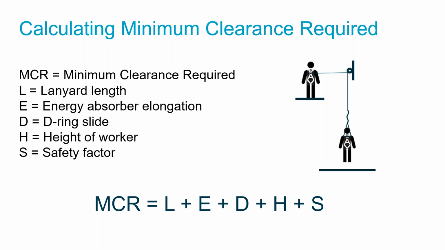When calculating minimum clearance required, we use the maximum energy absorber elongation as specified by the manufacturer. While it is possible that the energy absorber may not deploy to its maximum elongation, without additional knowledge and training and experience beyond that which we cover in the fall protection training, it will be difficult to accurately guess or determine the exact elongation following a fall arrest. So for the purpose of this training, it is safer to use the manufacturer's maximum energy absorber elongation in the calculation. Using a value other than that would be at the discretion of the employer.